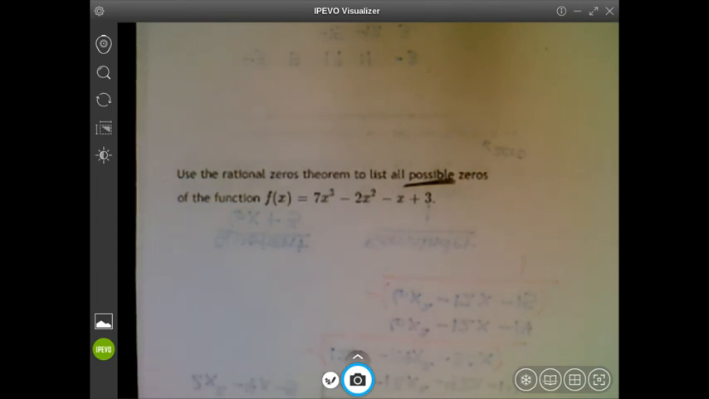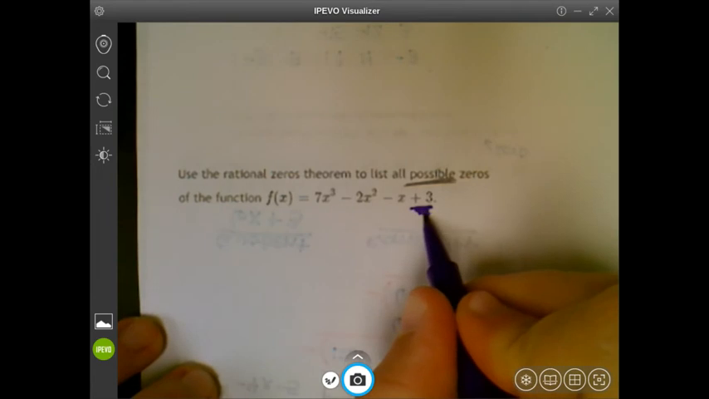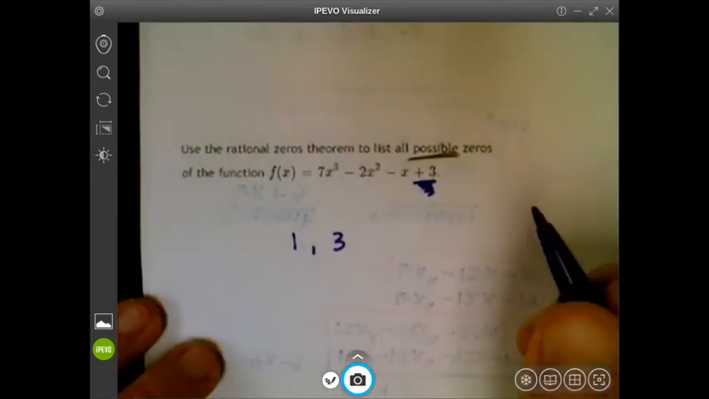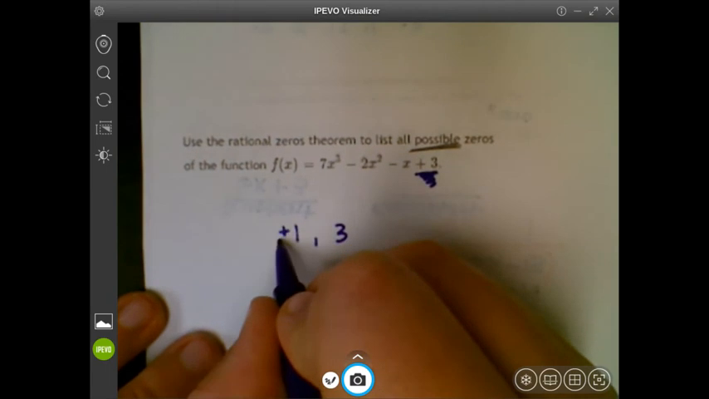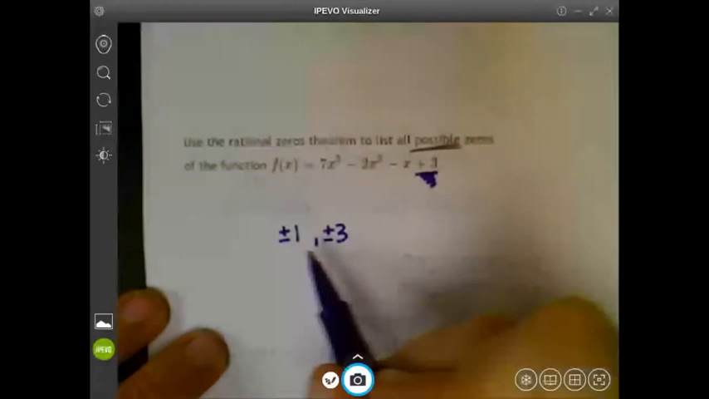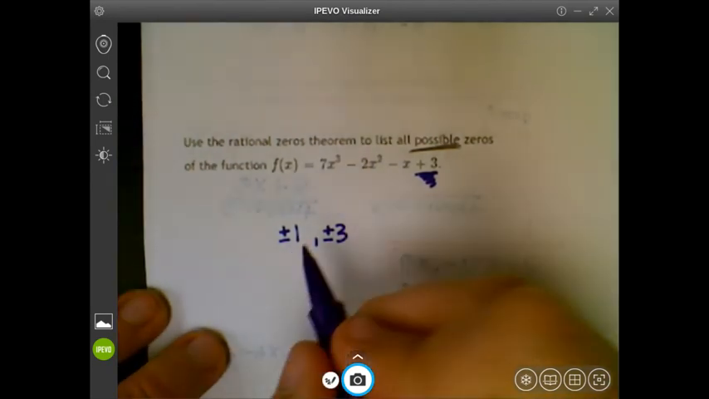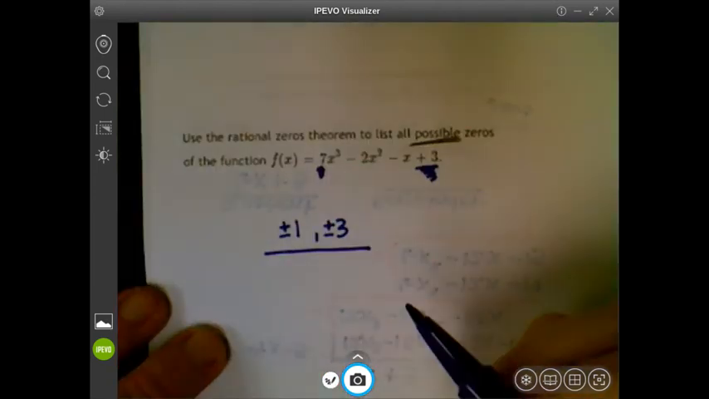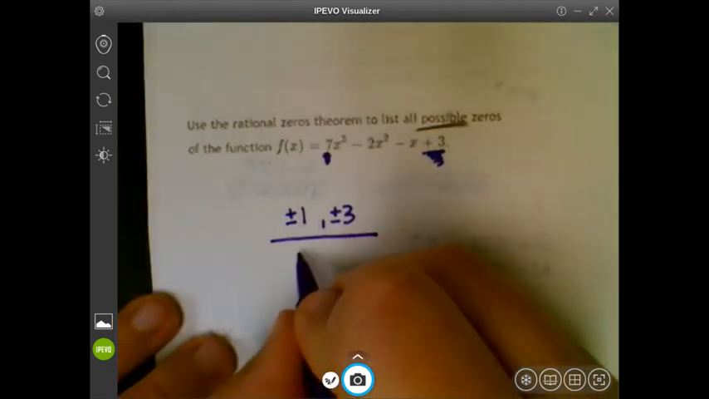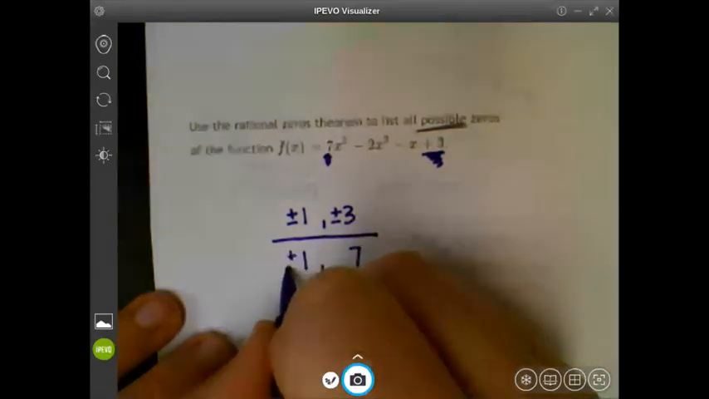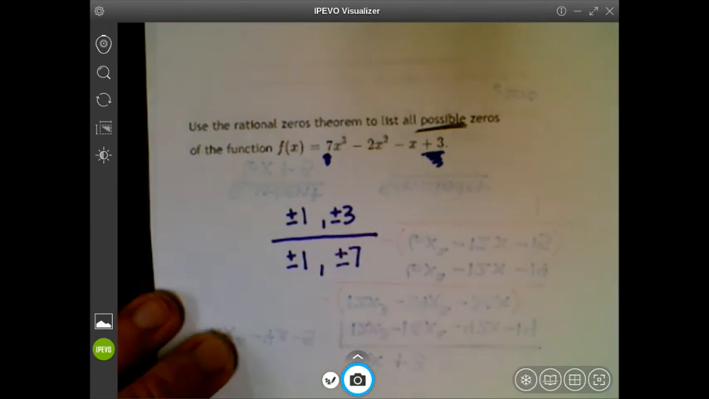So factors of the constant term. This is your constant term, 3. So what numbers multiply to be 3? Well, 3 is 1 times 3. So it's a plus or minus version of the 1 and the 3. This would be divided by the factors of the leading coefficient, and the leading coefficient in this case is 7. So what multiplies to be 7? Well, that's just 1 and 7. So it's plus or minus 1, plus or minus 7.